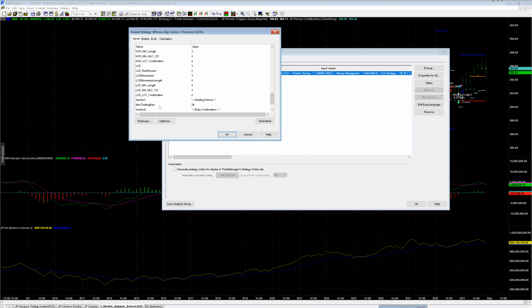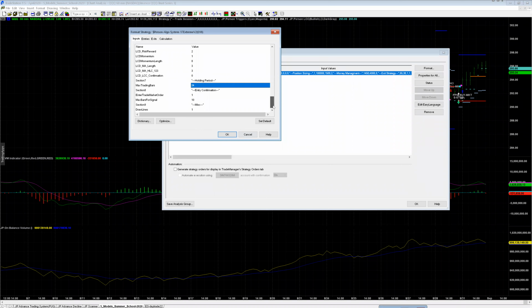This is a holding period, max trading bars. What's the amount I should trade the bar? The least is 10, the most is 60. What's the average holding period for this trade or the market to give me a profit? And well, I'm not sure. Let the computer tell us. And so we can run an optimization function and do it that way.